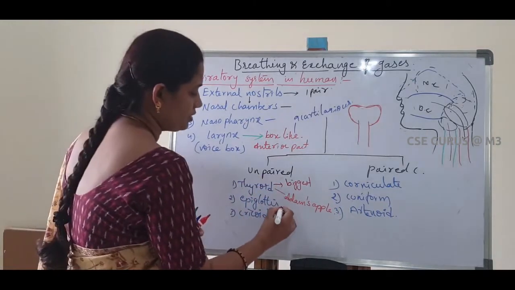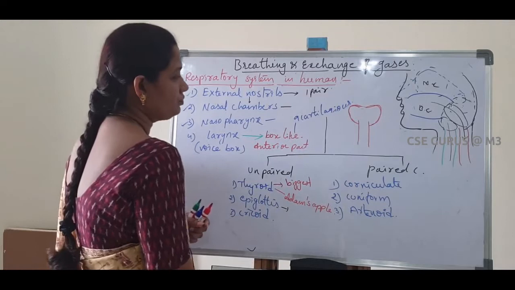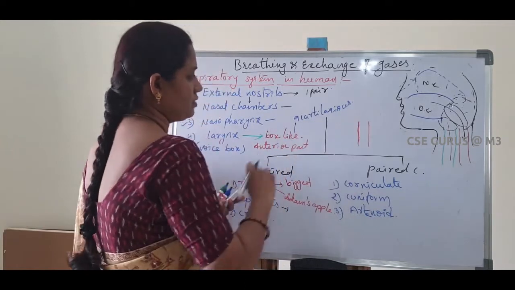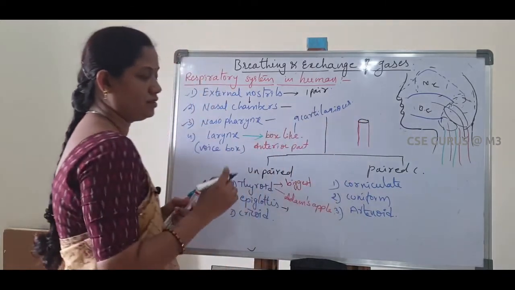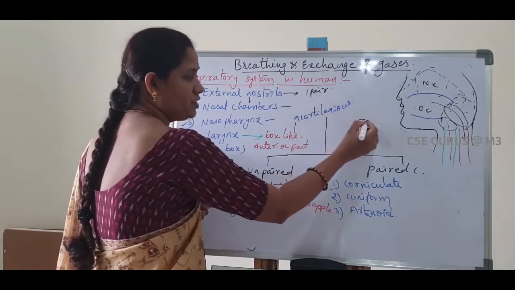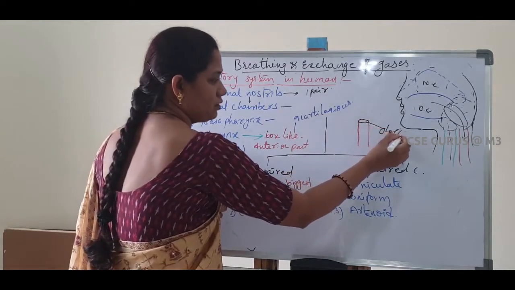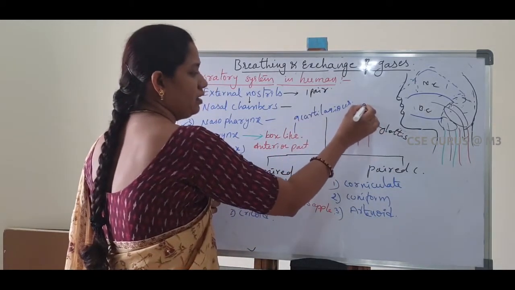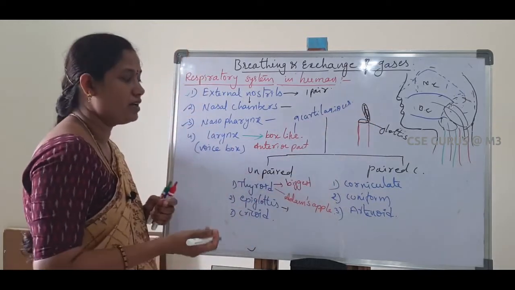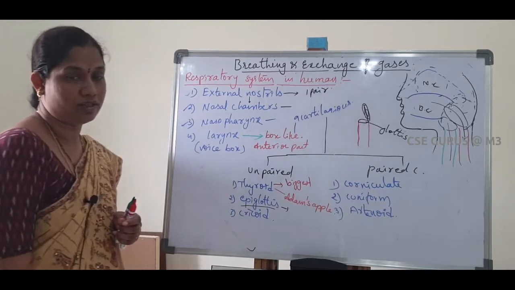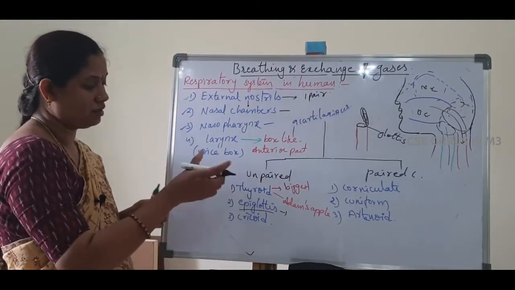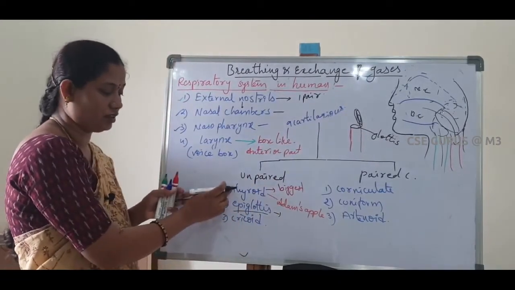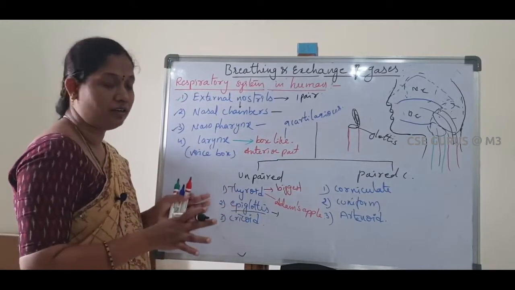Next, the epiglottis. For example, here this is the larynx, and this is the opening of the trachea. The opening of the trachea is called the glottis. The glottis is covered by a flap-like or leaf-like structure that is called the epiglottis. It is attached to the thyroid cartilage.